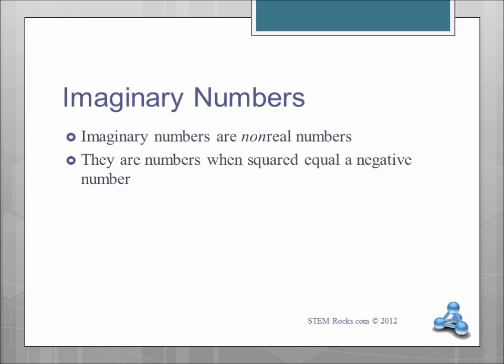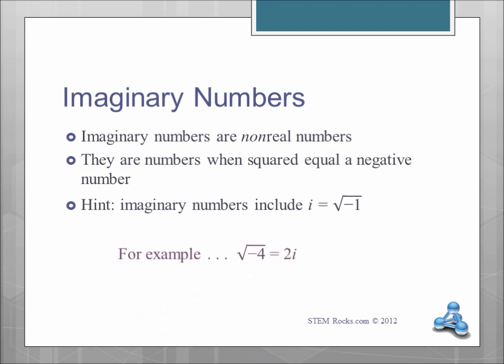Imaginary numbers are the opposite of real numbers. They are non-real numbers. These numbers are equal to a negative number when squared. We'll talk more about imaginary numbers in upcoming modules. Here's a hint to help find imaginary numbers now. Most of them include i, which is equal to the square root of negative 1. For example, the square root of negative 4 equals 2i. And don't worry, if that sounds a little confusing right now, we have an entire module on imaginary numbers.